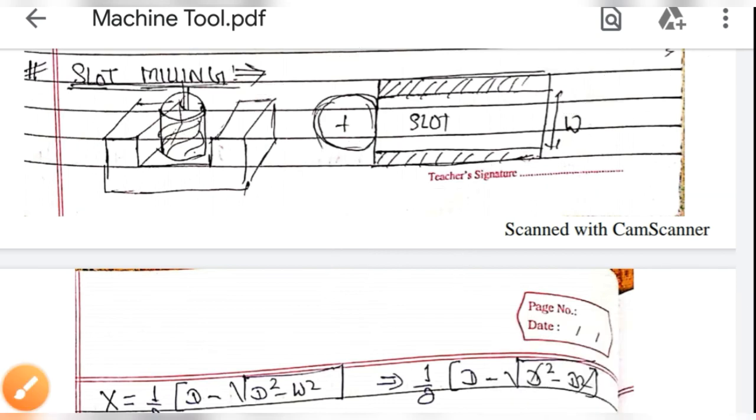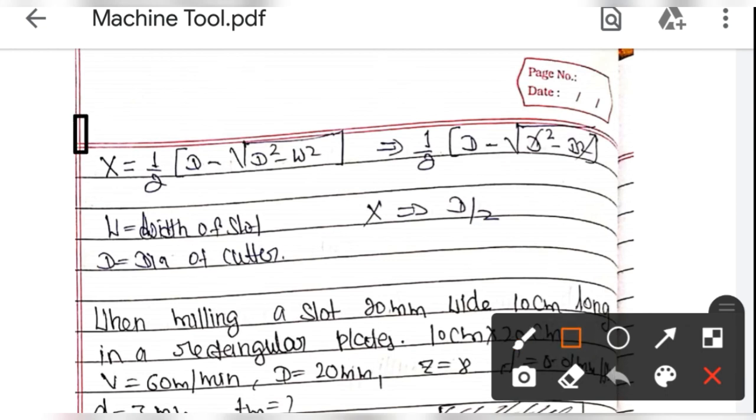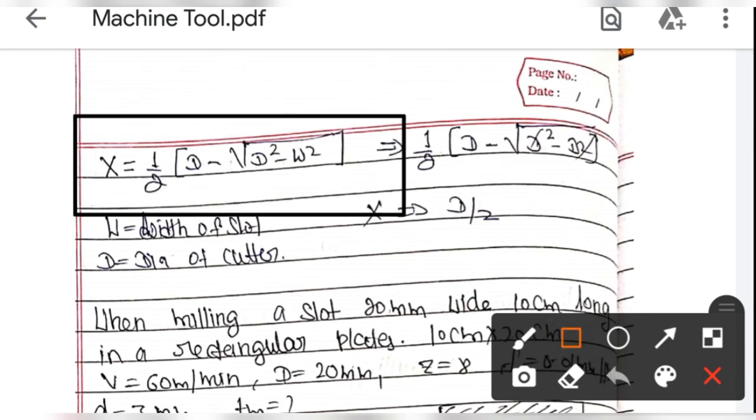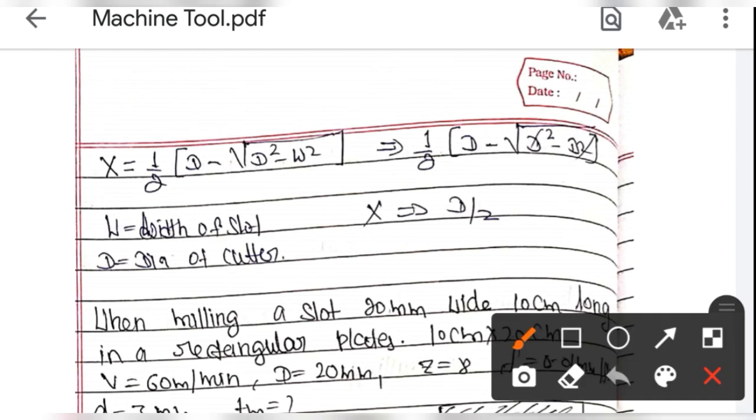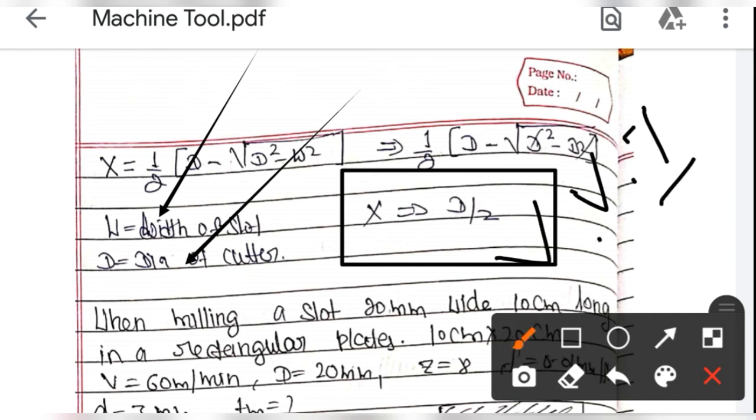So in slot milling, what is the compulsory allowance? You just write the formula of symmetric face milling: X is equal to half D minus under root D square minus W square. For slot making, D and W are the same, so these two get cancelled out. So the compulsory allowance for slot milling is X equal to D by 2. Here W is the width of the slot and D is the diameter of the cutter. This formula you need to remember. This is important for slot milling.